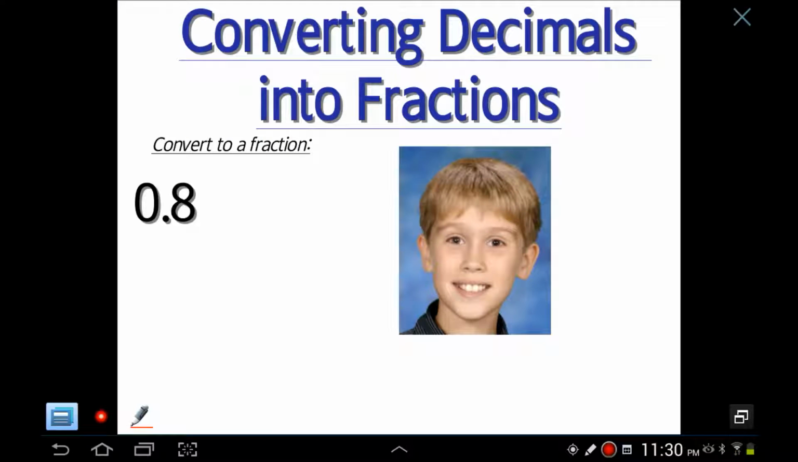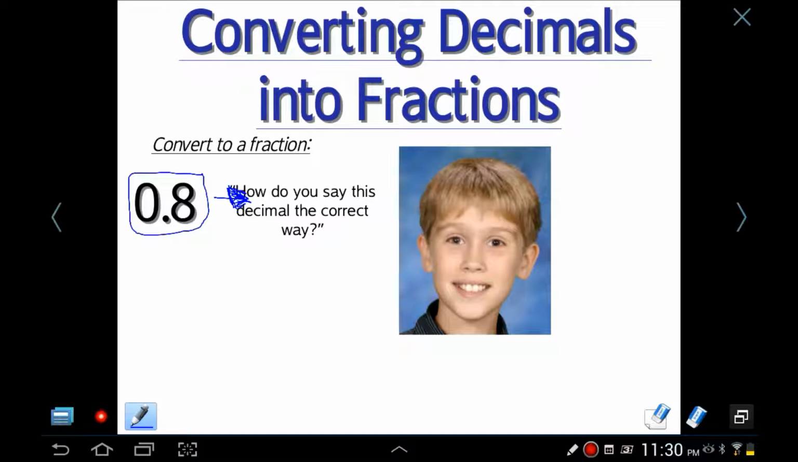Here we go into our next flip lesson, which is going to cover converting decimals into fractions. We're going to start with a decimal, and we're going to turn that into a fraction. Fractions and decimals are the same thing. They both describe part of a whole. They both equal the same amount. They're just written differently. So let's go ahead and look at what Braden has to say here.